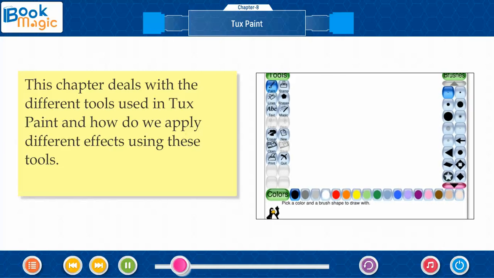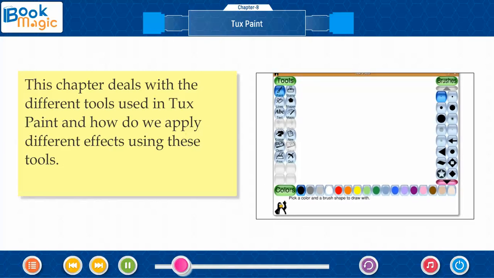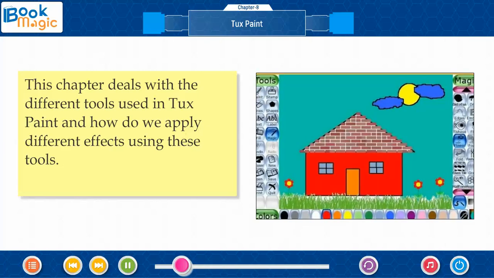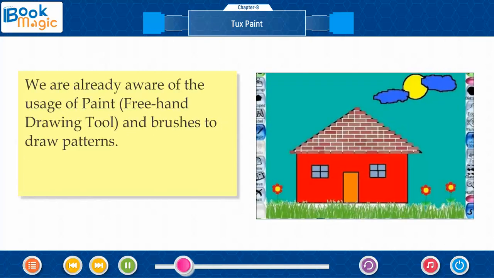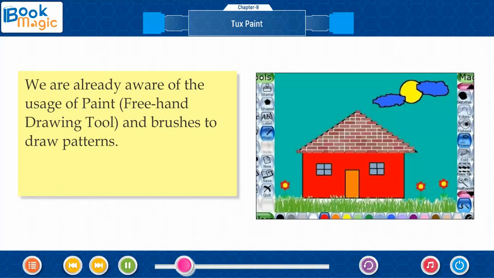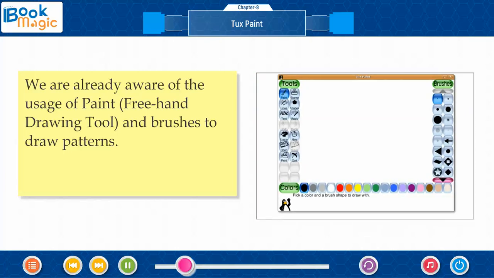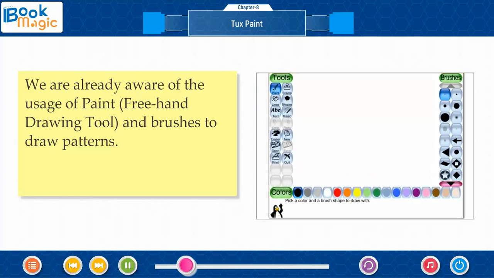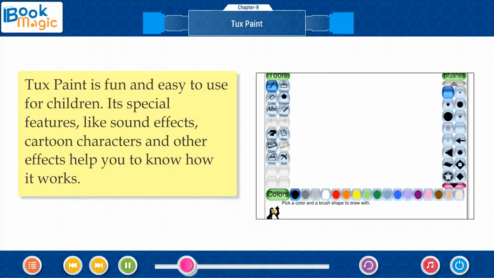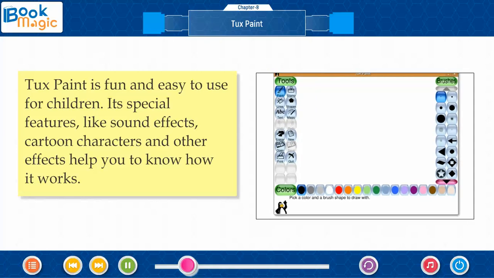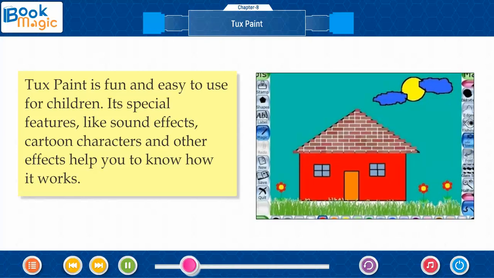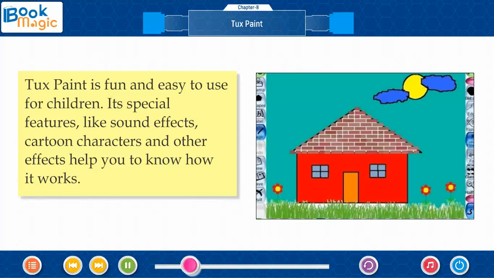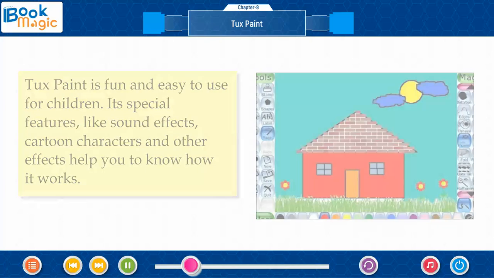This chapter deals with the different tools used in Tux Paint and how we apply different effects using these tools. We are already aware of the usage of Paint, the freehand drawing tool, and brushes to draw patterns. Tux Paint is fun and easy to use for children. Its special features like sound effects, cartoon characters and other effects help you to know how it works.